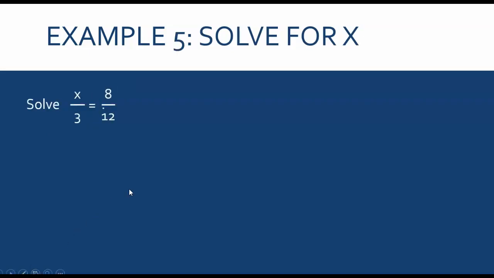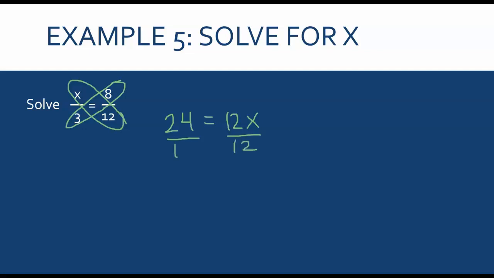Okay, and then last but not least, we have x over 3 equals 8 over 12. So once again, we're going to cross multiply. So 3 times 8 is? 24. Good. And then 12 times x? 12x. Good. And then what's my step to solve for x? Good. You divide 24 by 12. Perfect. And 12 goes into 24 how many times? 2. So we get x equals 2.